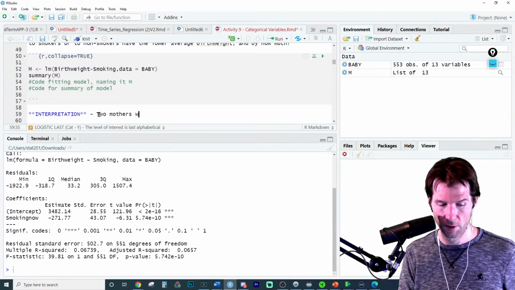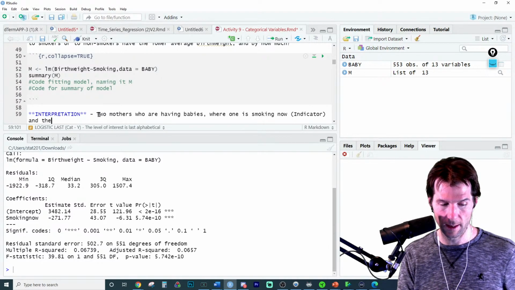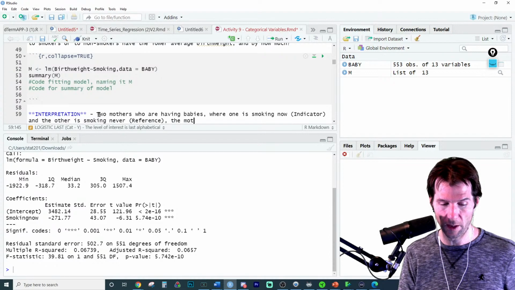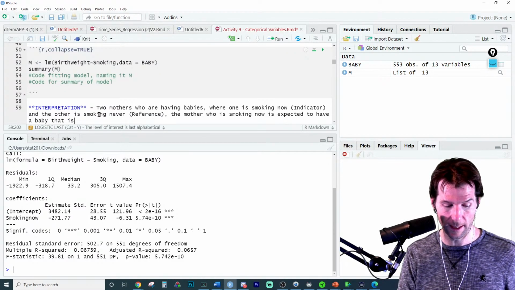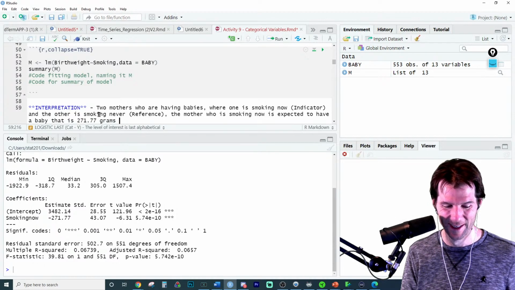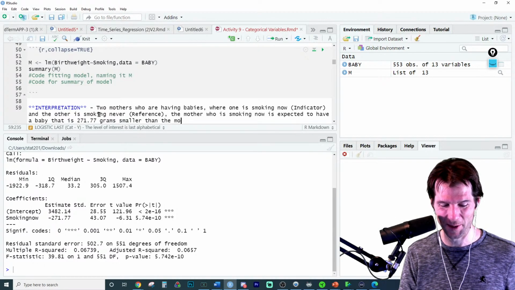Two mothers who are having babies, where one is smoking now, and that is the indicator, and the other is smoking never, the reference. The mother who is smoking now is expected to have a baby that is 271.77 grams lighter, smaller than the mother who is smoking never.